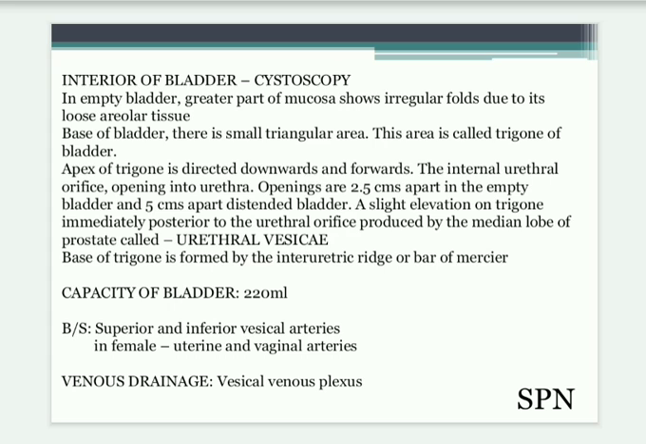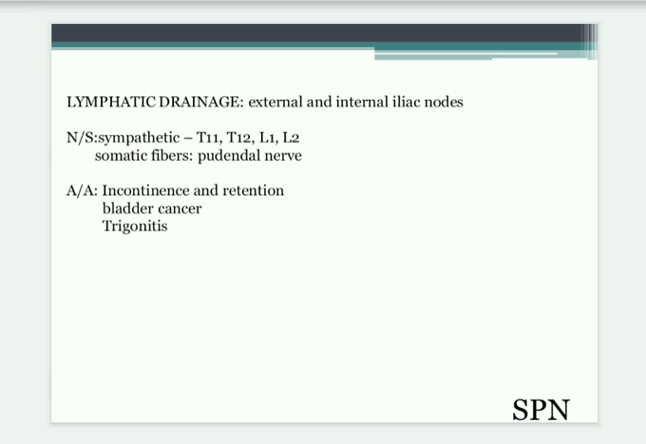The blood supply is by the superior and inferior vesical arteries, and in females, the uterine and vaginal arteries. Venous drainage is by the vesical venous plexus. You can write it this way. Next, lymphatic drainage is through the external and internal iliac nodes. Nerve supply is sympathetic by T11, T12, L1 and L2 nerve roots. Somatic fibers are by the pudendal nerve.